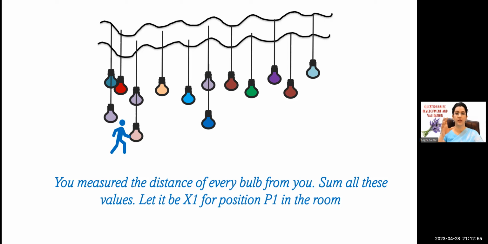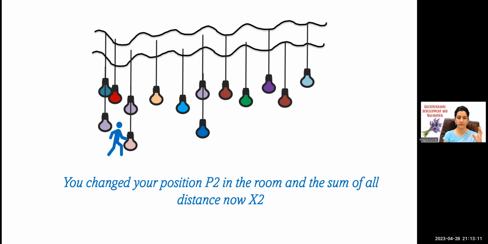What I did, you are sitting in an office. Imagine that there are many bulbs which are hanging from the ceiling. You measure the distance of those bulbs from you and sum all the distances. Okay, that is your X1 position. Again, you change the position. From P1, you have now gone to P2. So from wherever you are sitting, you go to some other place. And from there also, you measure the distance of all the bulbs and sum it up. So it will be maybe X2.